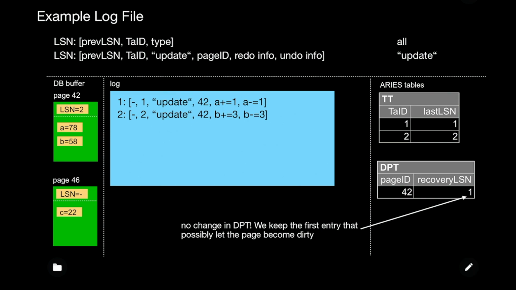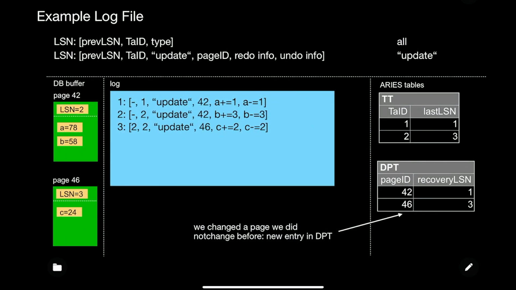Next entry comes in, an update operation on page 46 for transaction 2. Well, transaction 2 was already in the transaction table, so we don't do a new entry. However, we update the last LSN to the last log record we processed for that transaction. It's 3. And we touch the new page, 46, for the first time, so we have to make an entry here in the dirty page table with the recovery LSN of the last log record. That's 3.